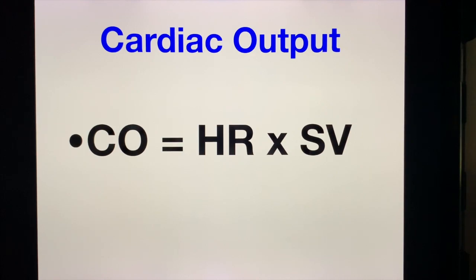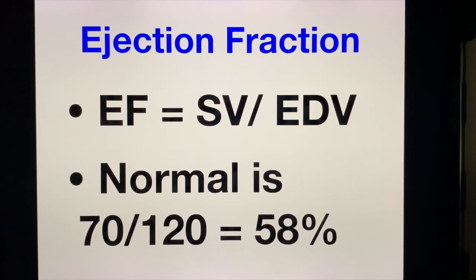Now, what about the cardiac output? The cardiac output is equal to the heart rate times the stroke volume. Now, what about the ejection fraction? This is the stroke volume divided by the end diastolic volume. So that would be 70, the stroke volume, over the end diastolic volume of 120. That would give you about 58%.